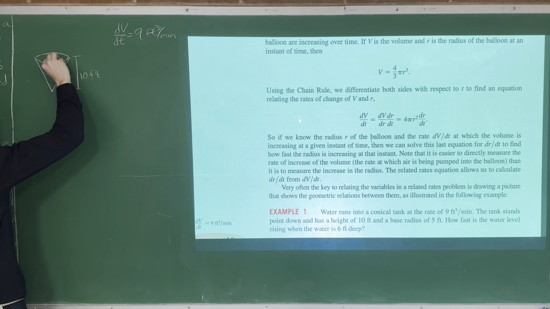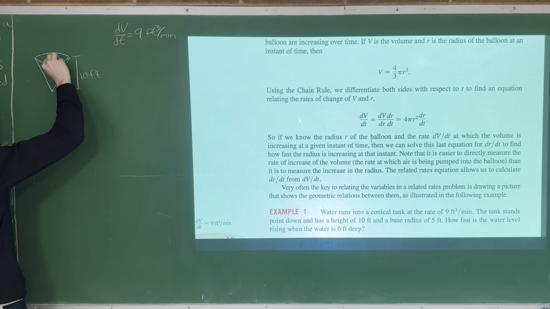Let's see, what else does it give me? That's all it is. How fast is the water level rising when the water is 6 feet deep? So it's telling me how deep this water is right here. What variable should I use to represent how deep my water is? It doesn't matter what variable I use. I'll say how high up the water is, and I'll use a y right there.